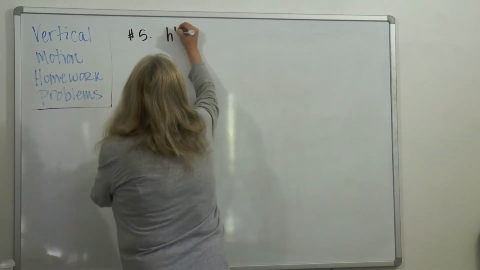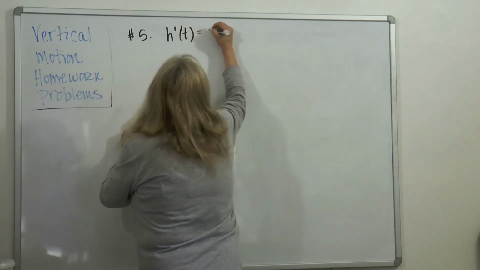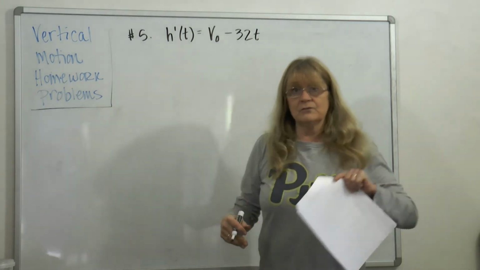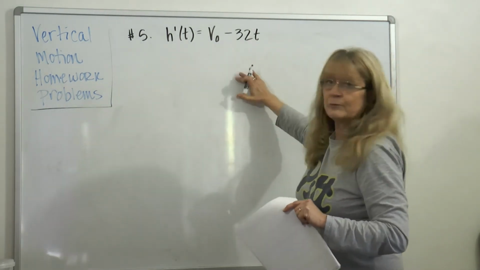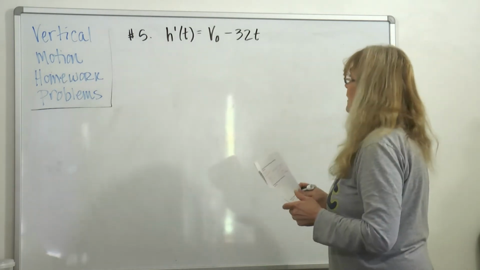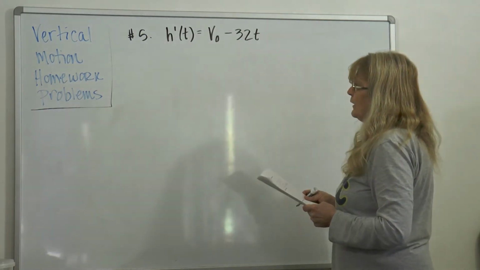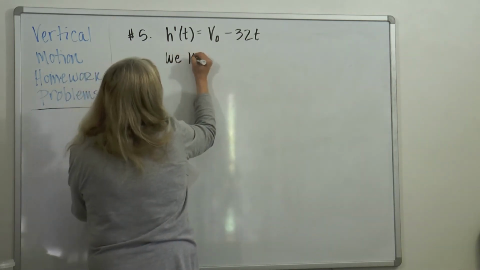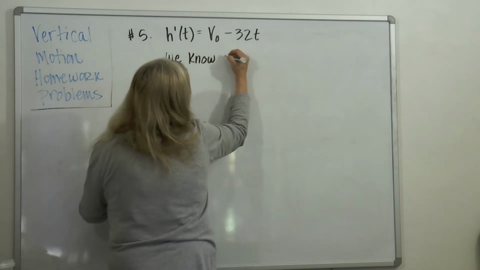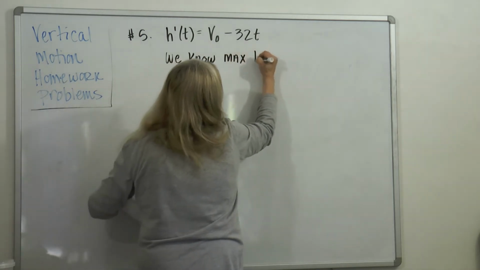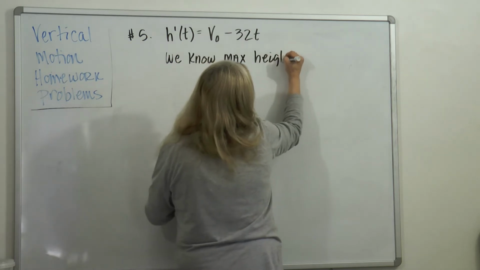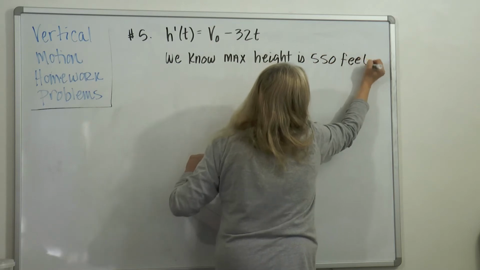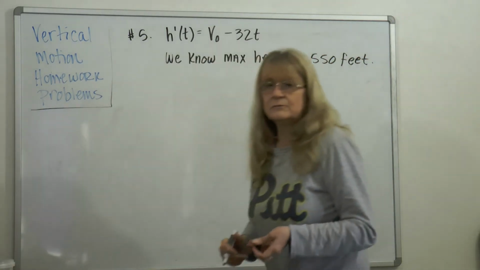Okay, so anyway. Alright, so here's the deal. We have our velocity function, v sub naught minus 32t. V sub naught being your initial velocity. Okay, remember the sub naught stuff from pre-calc or from physics. Okay, so we know that much. And we know the max height is 550. That's all we know. We know what gravity is, right?